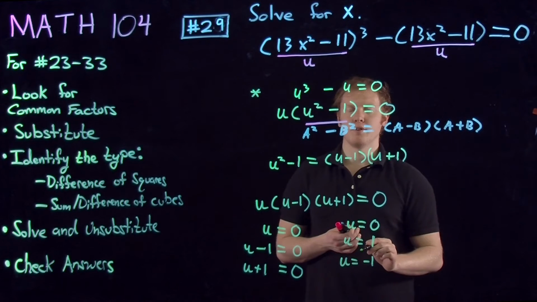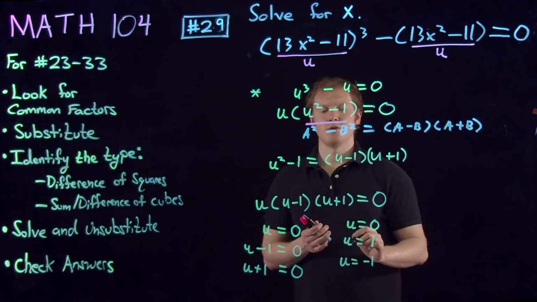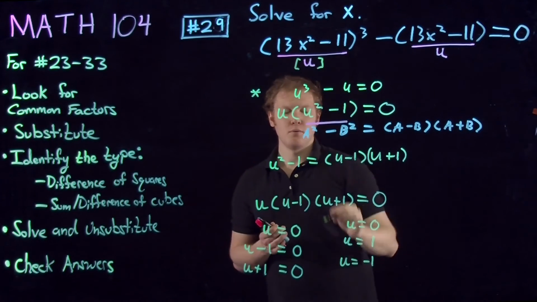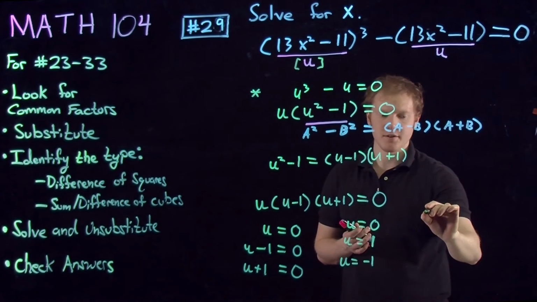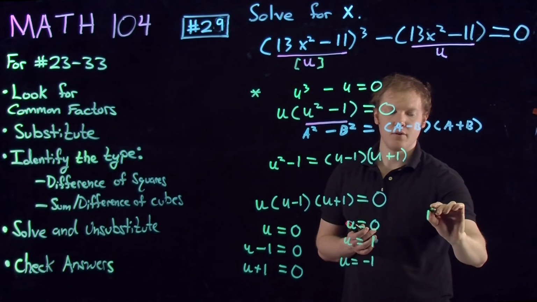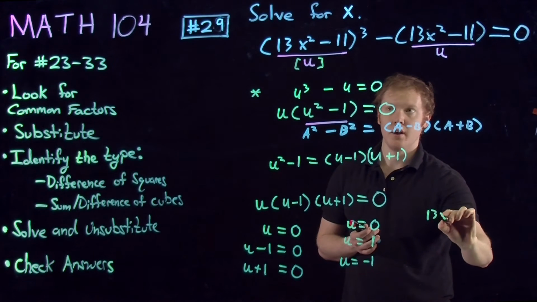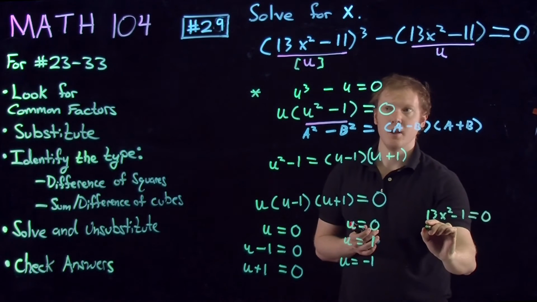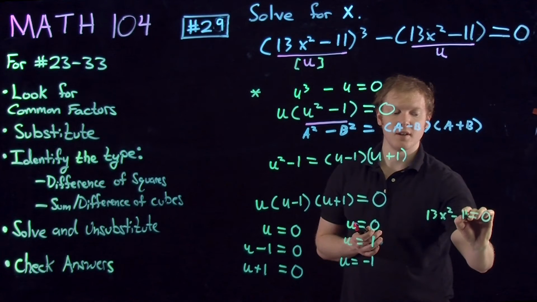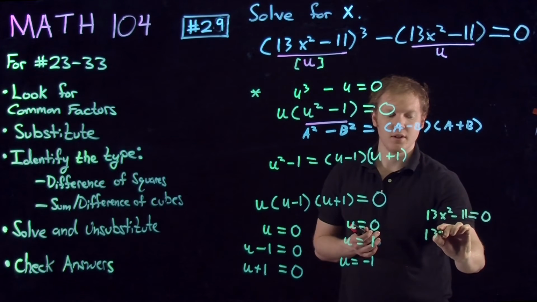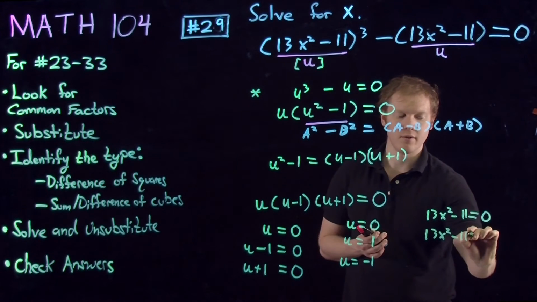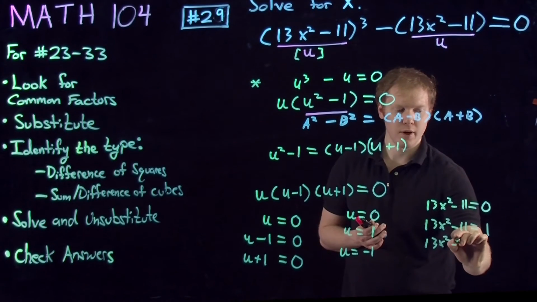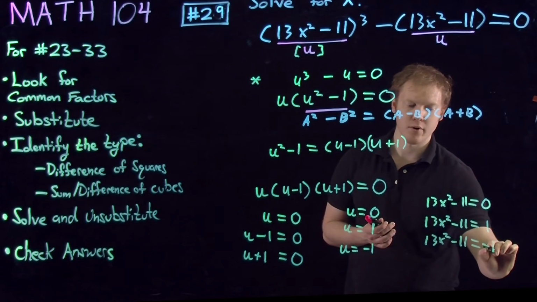And now we want to undo our substitution for our u quantity here, which then gives us the following expressions. It gives us 13x squared minus 11 equals 0. It gives us 13x squared minus 11 equals 1. And then 13x squared minus 11 equals negative 1.